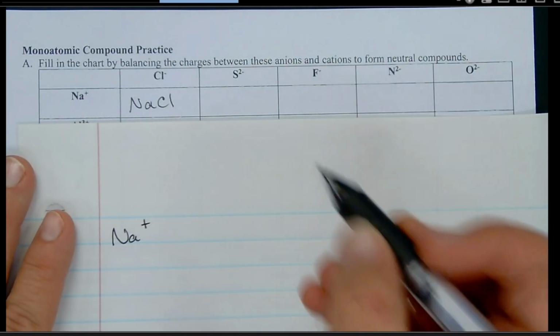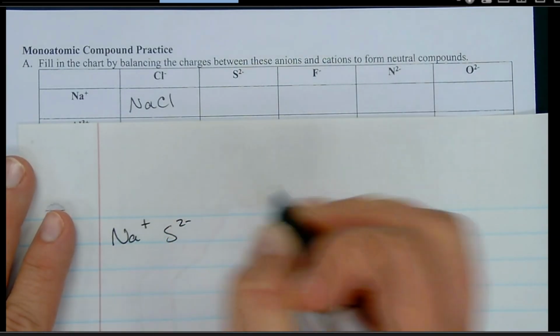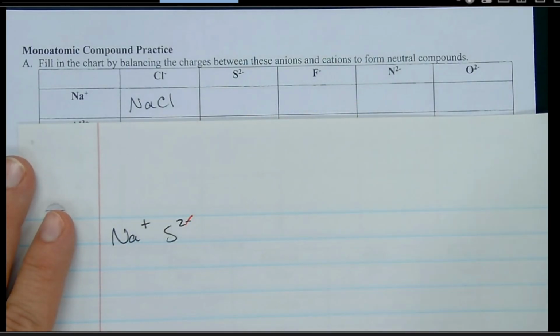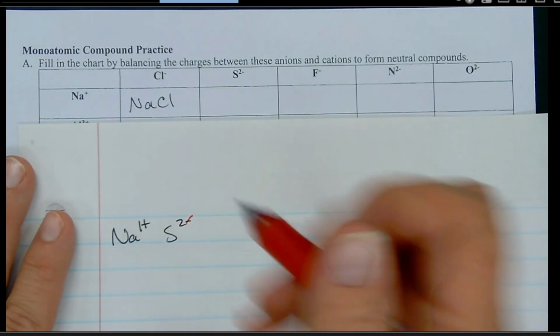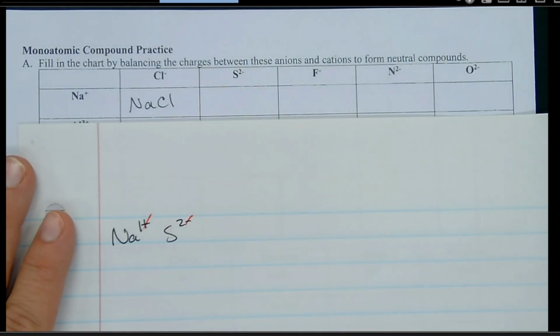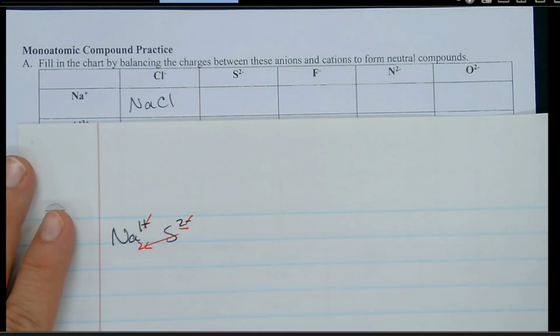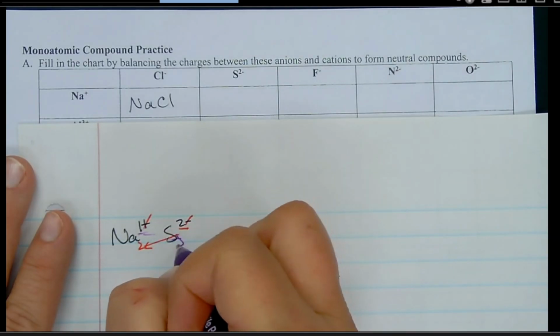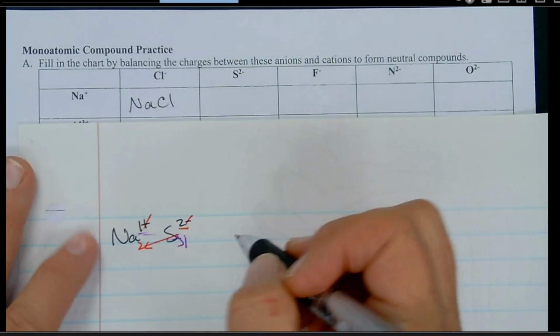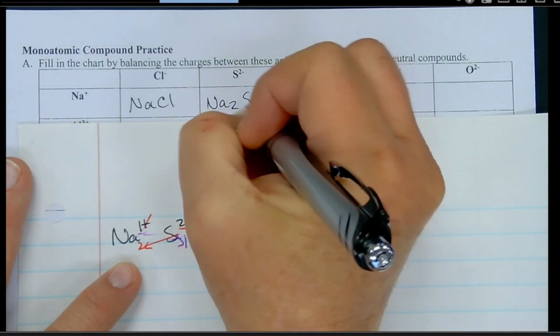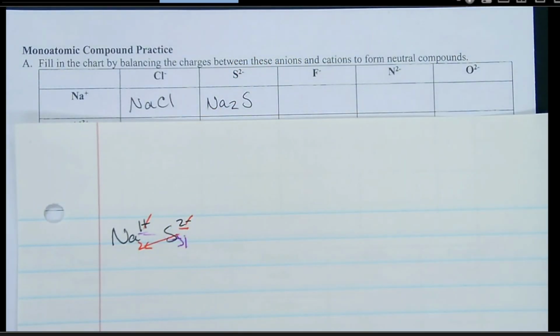So Na+ and an S2-. Remember, we're going to forget, okay, about those charges. I forgot my one, okay? And then we're going to just take the 2. We're going to need 2 sodiums to 1 sulfur. And so my new formula would be 2 sodiums to 1 sulfur, okay?